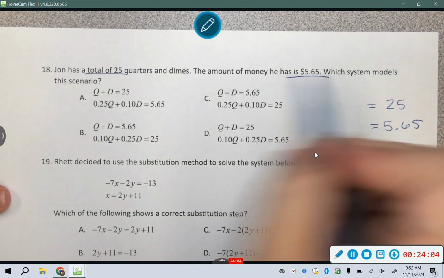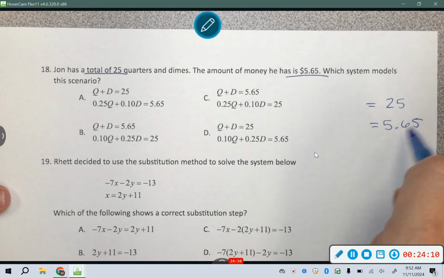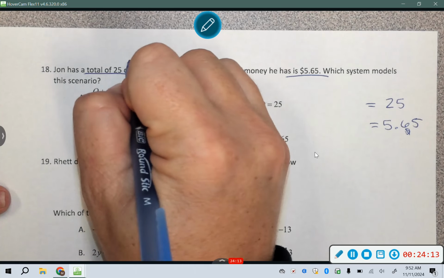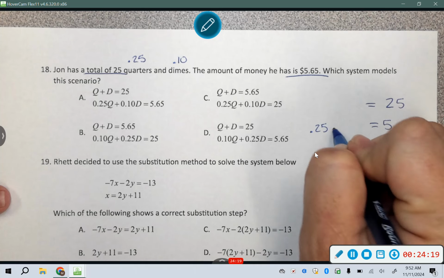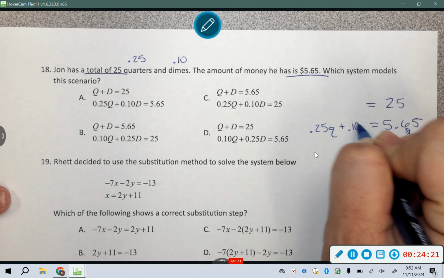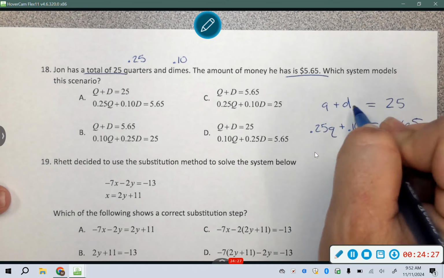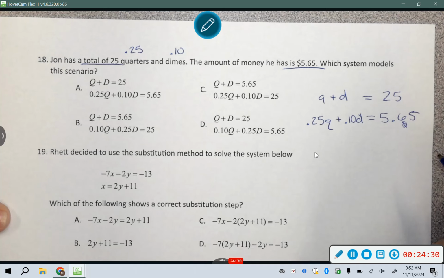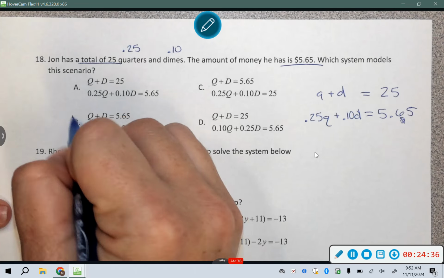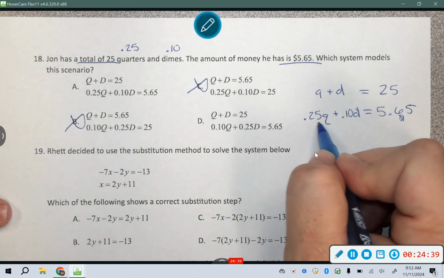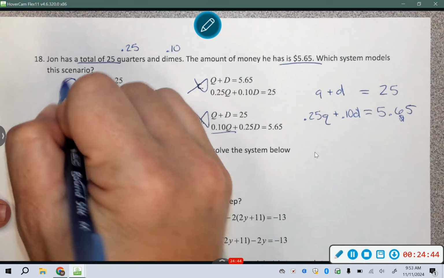It asks what system of equations models this scenario. Well, what I want you to realize is we know the cost of quarters and dimes, because money goes with money. This is my money. Quarters are 25 cents and dimes are 10 cents. So I know 25 cents per quarter plus 10 cents per dime equals 565. And then I know that quarters plus dimes together is a total of 25 coins. So here are my 2 equations. Q plus D equals 25, so I can cross off B and C. And then I know 25 cents per quarter, 10 cents per dime. This has 10 cents per quarter, so that one's wrong. A is my answer.